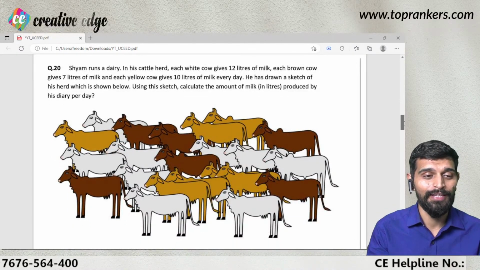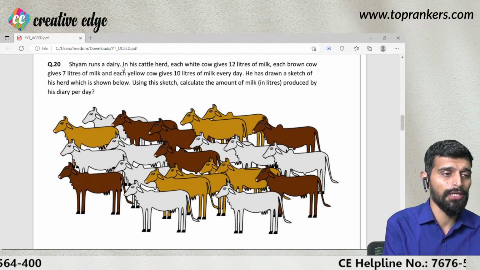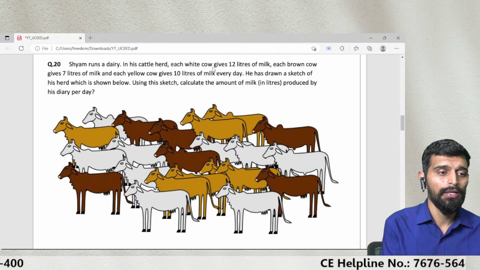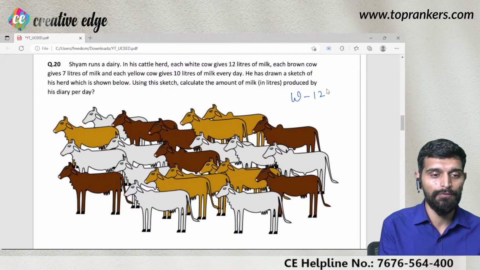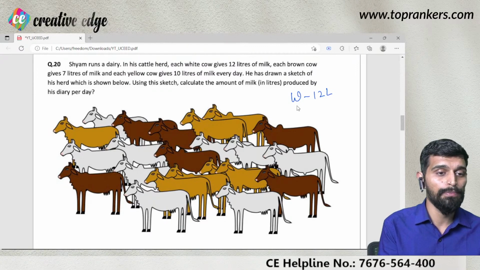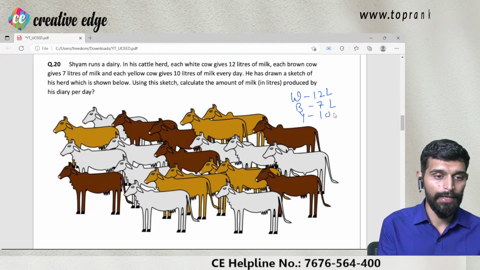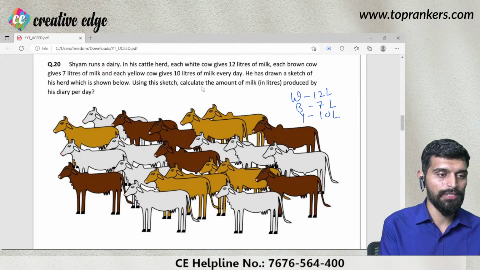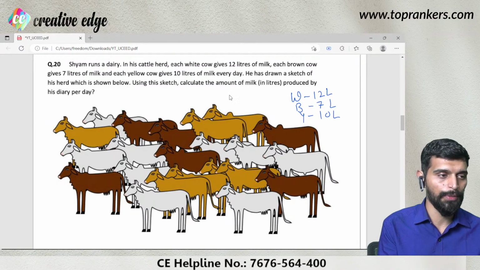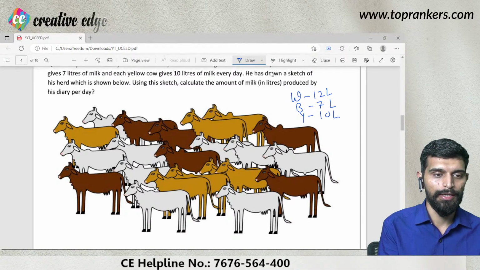Here is the question that tricks many of the students. It reads, Sham runs a dairy in his cattle herd. Each white cow gives 12 liters of milk. Each brown cow gives 7 liters of milk, and each yellow cow gives 10 liters of milk. So, using this sketch, calculate the amount of milk produced in his dairy per day in liters, right?